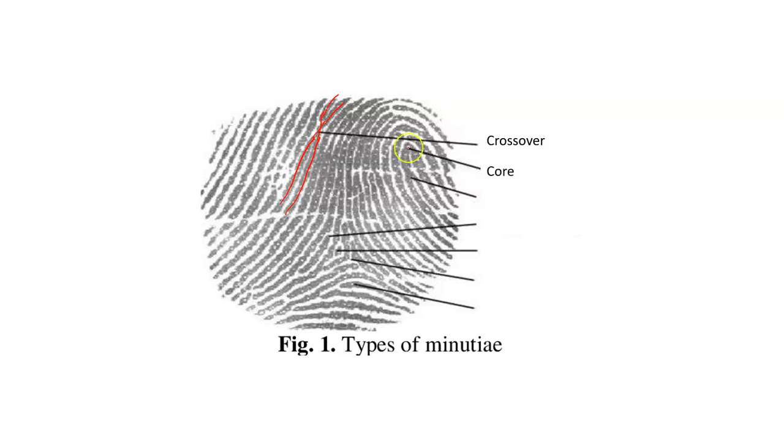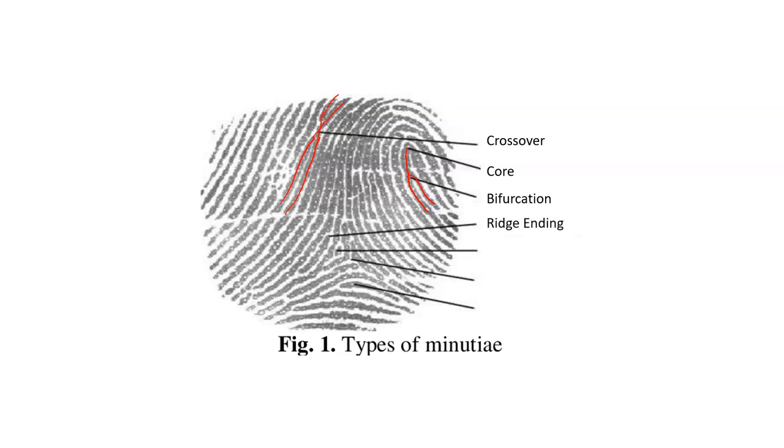This is the core. Remember, the core is that centralized area of each of the fingerprints. Since this is a loop, this would be the core of the loop. This is a bifurcation. Notice you have a single ridge line that forks into two.